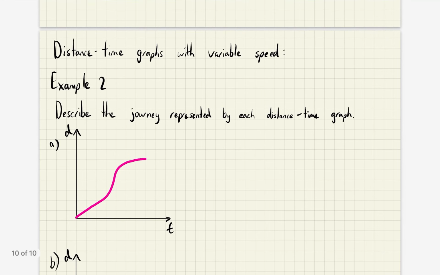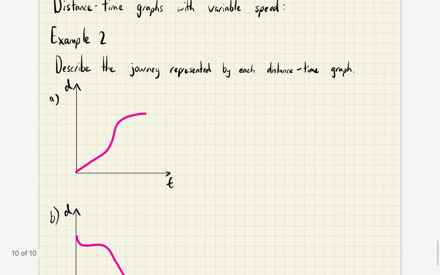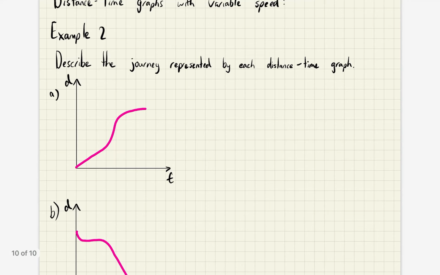The last thing that we want to look at is different distance time graphs with variable speed. Now, the graph that I just showed you is all well and good, but it's assuming that basically that cyclist is a machine, because realistically, you don't go from not moving to going 10 kilometres an hour. You have to build up to that speed. So that's what this example is about. Example 2 says to describe the journey represented by each distance time graph.